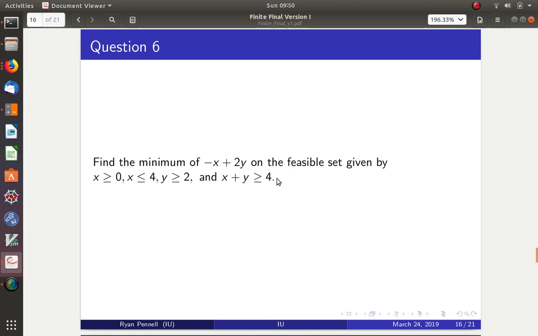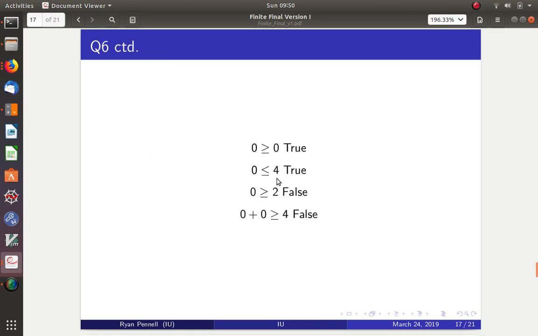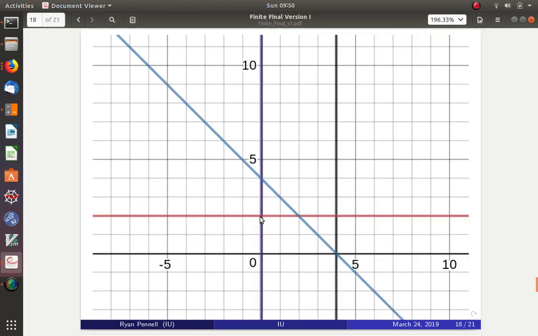So I'm going to do a very similar process, but I'm not guaranteed that I'm in the first quadrant, so that's different. So here I'm just plugging in, is 0 greater than or equal to 0? That's true, so I know the direction. Is 0 less than or equal to 4? That's true. Is 0 greater than or equal to 2? That's false. Is 0 plus 0 greater than or equal to 4? That's false. So now I know the direction that I'm going. Okay. This one's a little bit easier.